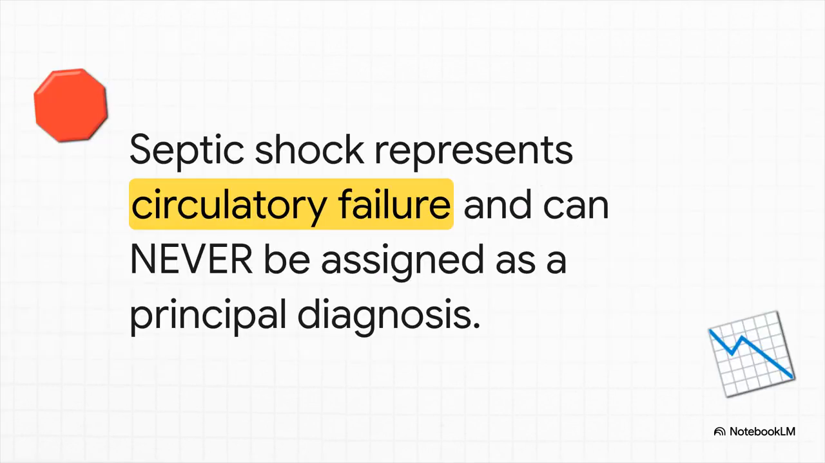And what about septic shock? Well, if a provider documents septic shock, that automatically represents an acute organ dysfunction, specifically circulatory failure. Therefore, it follows the exact same logical mapping as severe sepsis. You build the exact same stack. Systemic infection goes first, then R65.21 for severe sepsis with septic shock, and then any other organ failure codes.